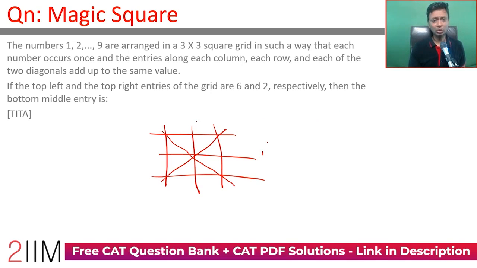So to start with, 1 to 9 are all distributed. The total of all this should be 9 into 10 by 2, which is 45. Each column and each row add up to the same number. 3 rows make up the whole grid. So the sum has got to be 15. Right?